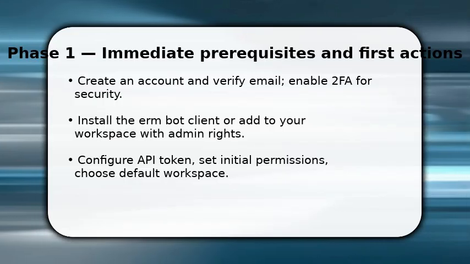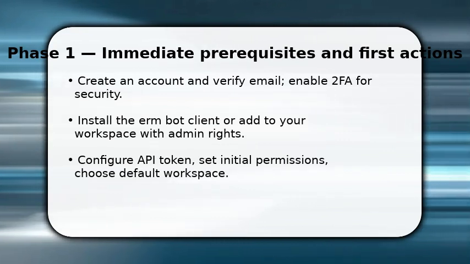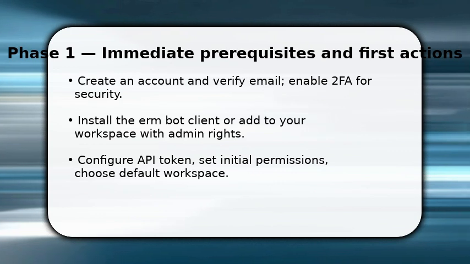You start by confirming prerequisites: account, admin rights, and an API token. First, verify your email and enable two-factor authentication. This prevents lockouts. Once done, install the EERM Bot client or add it to your workspace and grant the minimal admin permission needed to operate.